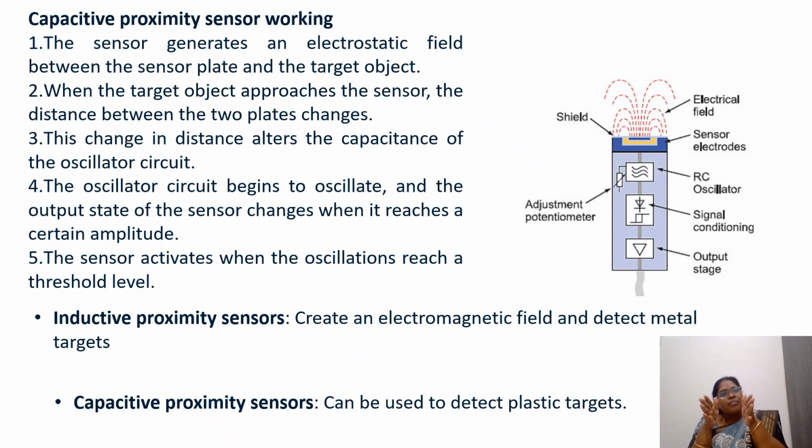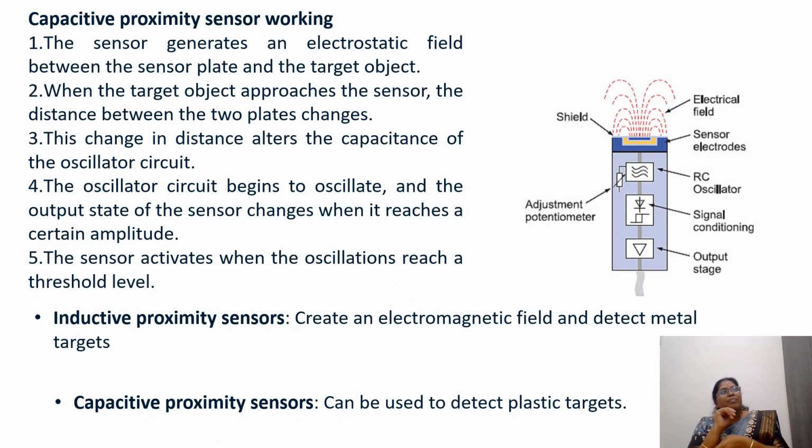When it senses, this distance change alters the capacitance value, because C is equal to epsilon A by D. When D changes, the capacitance automatically changes. Here you have an RC oscillator, so when the capacitance changes, the oscillator begins to oscillate, and it keeps on oscillating. The oscillation stops when it reaches some threshold level. We have to fix some distance.